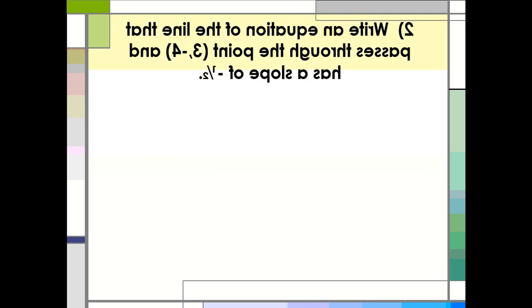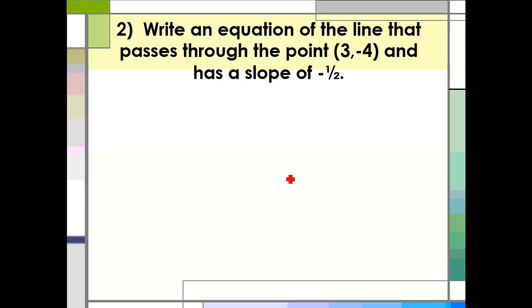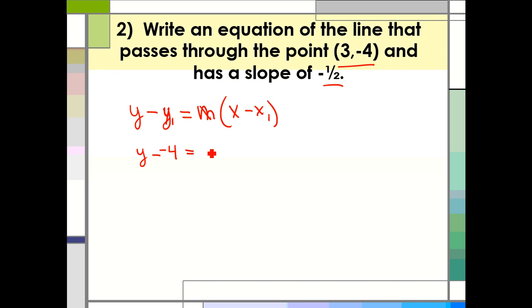This one again has a point and it has a slope. So because it has a point and a slope, I would again use that point-slope form, y minus y1 equal to m times x minus x1. So take your x and your y and plug those in for x1, y1, and then take your m value and replace m with negative a half. So y minus negative 4 equal to negative a half times x minus 3.